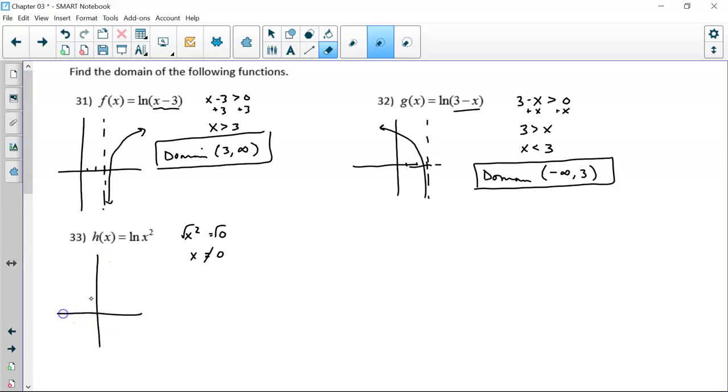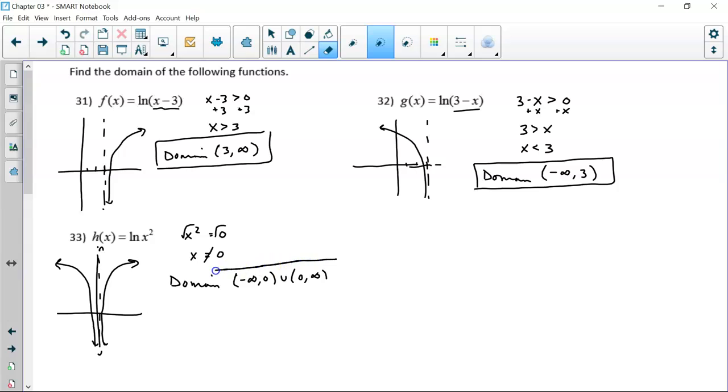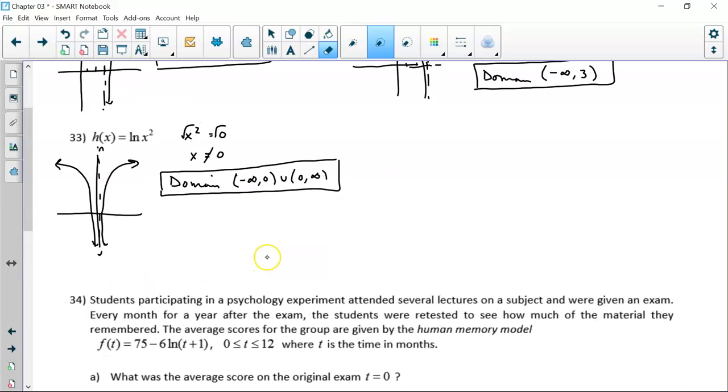If you look at the graph, you'll see it looks like this on the left, and on the right, it looks like that. So the only thing we have is that asymptote at x equals 0. So our domain would go from negative infinity to 0 with parentheses at both, and the union of 0 to infinity. There's our domain. You can see it algebraically, and you can also see it using the graphs.